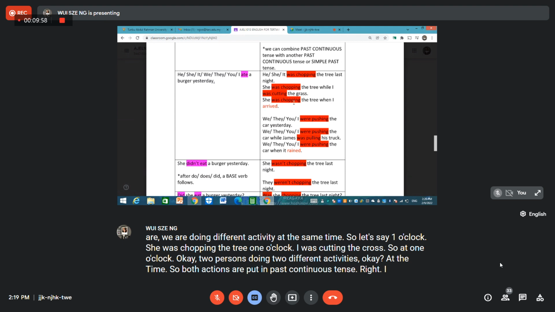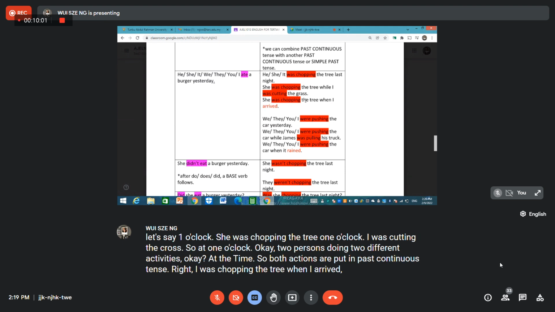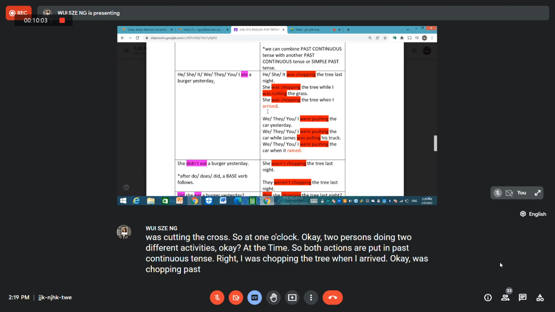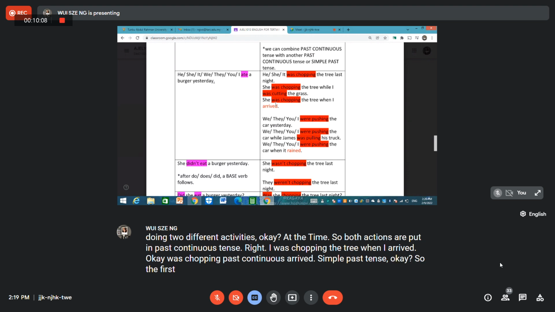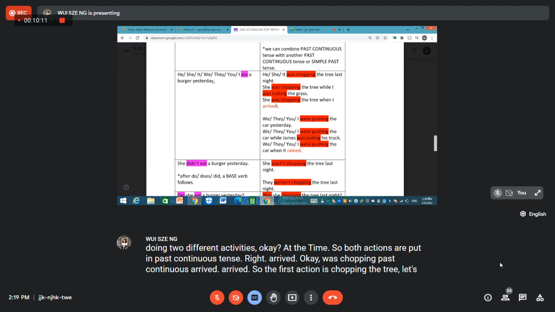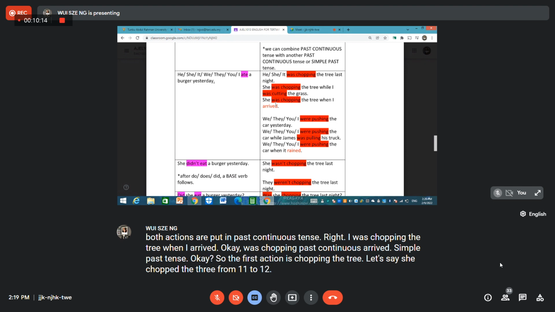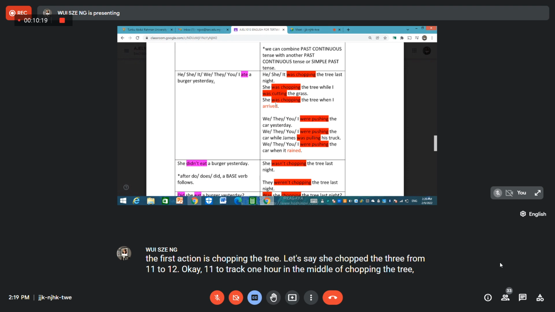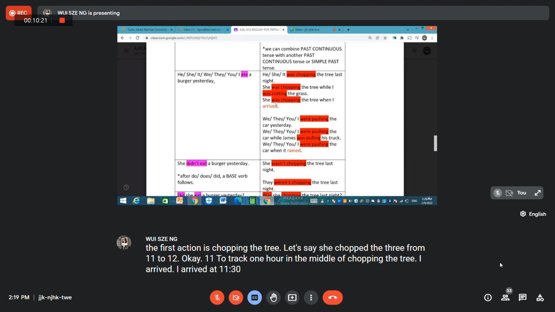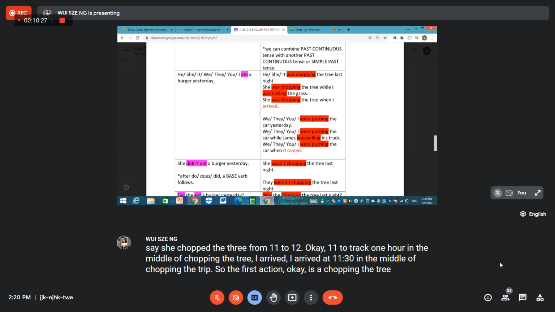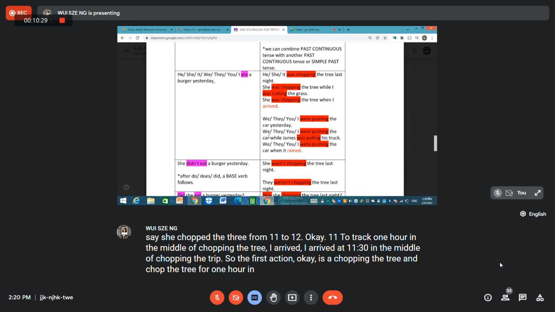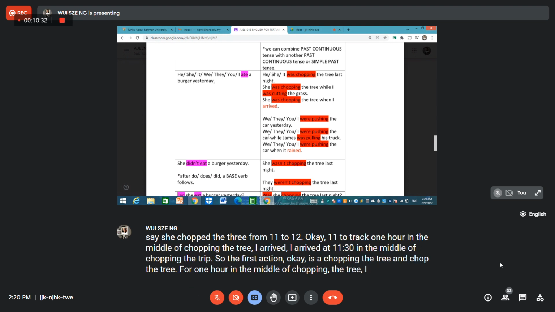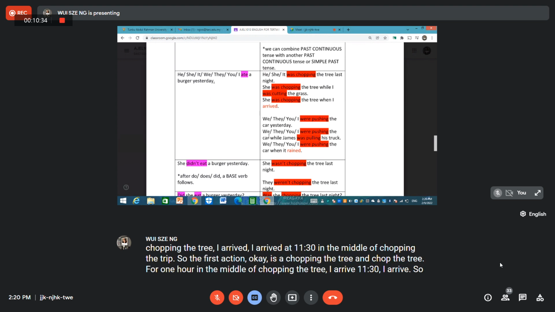I was chopping the tree when I arrived. Was chopping, past continuous, arrive, simple past tense. So the first action is chopping the tree. Let's say she chopped the tree from 11 to 12, 1 hour. In the middle of chopping the tree, I arrived. I arrived at 11:30 in the middle of chopping the tree. So the first action is chopping the tree for 1 hour. In the middle of chopping the tree, I arrived at 11:30. So there is a sequence of action.